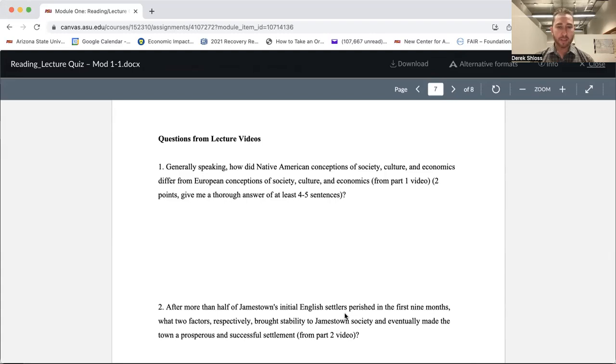And by the way, I said this is a 2-point question. Give me a thorough answer of at least 4 to 5 sentences. So you'll notice that on some of these questions, I'll say this is 2 points, this is 3 points. If you're interested in getting full credit, you need to give me 3 to 4 to 5 to 6 sentences or whatever. But you can see that question deals with Native Americans, and that's what I'm dealing with a lot in the lecture videos for week 1.